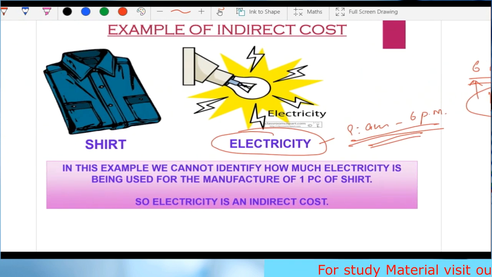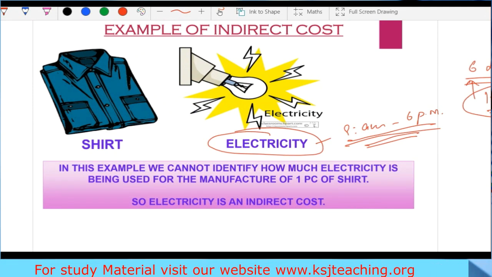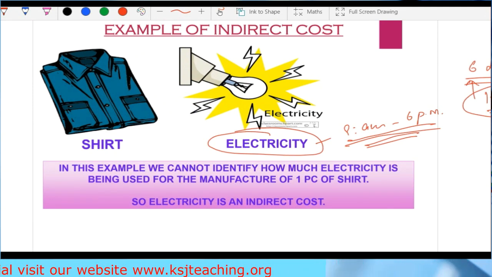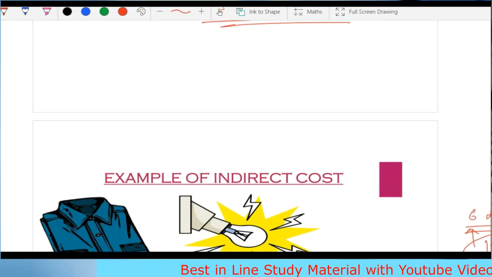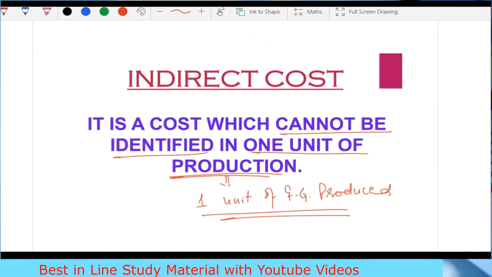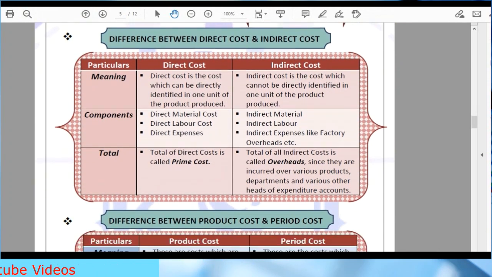Very simple, right? Similarly, we cannot identify how much of the electricity is being used in making one shirt. That is why it is called an indirect cost. In this example, we cannot identify how much electricity is being used for manufacture of one piece of shirt. So electricity becomes my indirect cost. Clear? Any doubts? This is very, very important. I'm saying again and again, this is direct and indirect cost. The difference between the direct and indirect cost is given in my handbook.